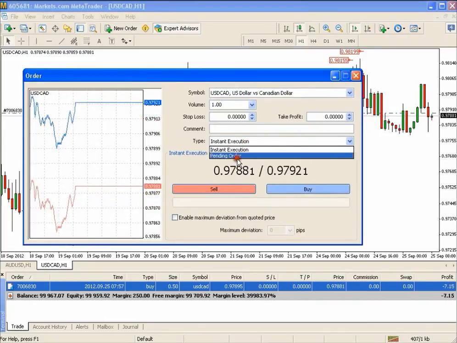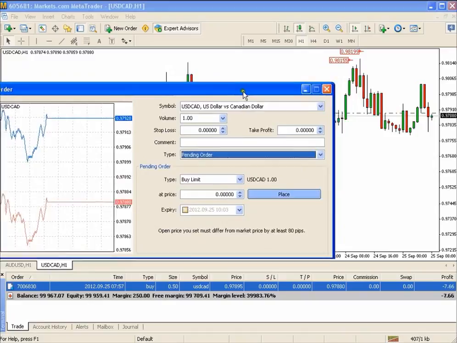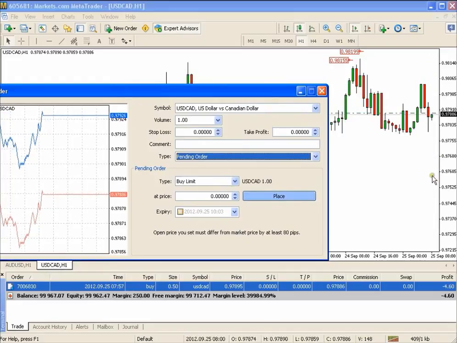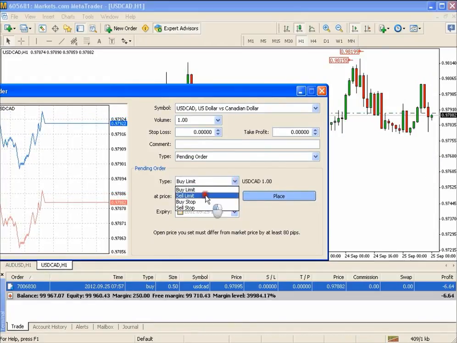We're going to go from instant execution. We're going to put in a pending order. Now remember, the market is currently lower. We're expecting it to go up and then turn down. So this will be a sell limit.